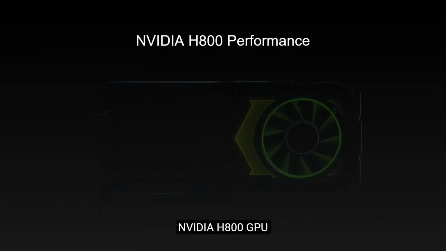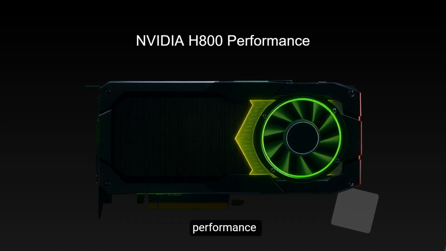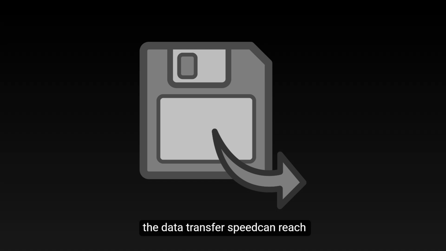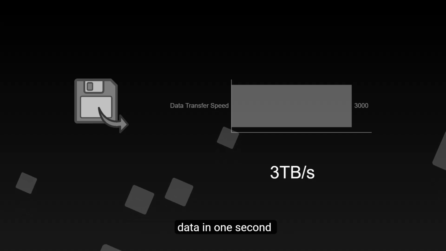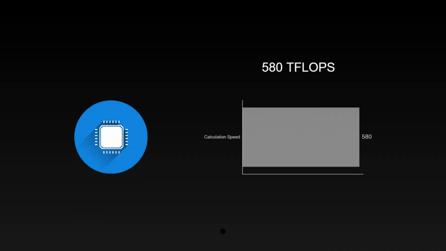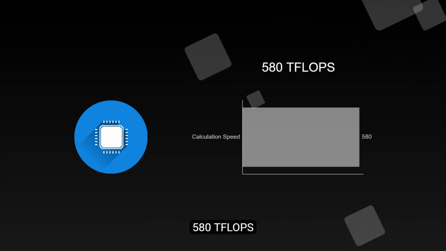On the latest NVIDIA H800 GPU, FlashMLA has demonstrated impressive performance. When handling large amounts of data, the data transfer speed can reach 3,000 gigabytes per second, equivalent to transferring 3 terabytes of data in 1 second. In intensive computing scenarios, the computing speed can reach 580 trillion operations per second, 580 teraflops.